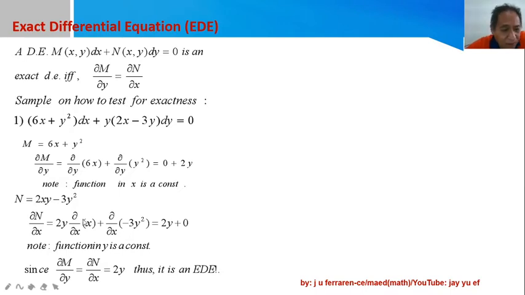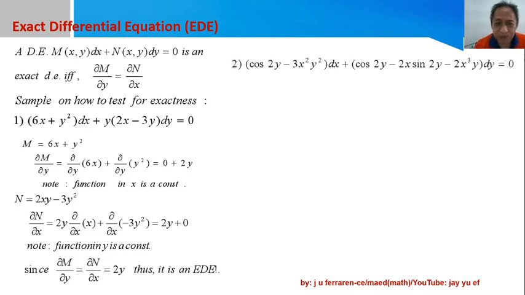The second term, if the differentiation is done partially with x, then it is free from x. That would mean this is a pure constant term. Its derivative is 0. Now, note that the function in y is constant. Now, since these two partial derivatives have the same results, then we can conclude that our DE is an exact DE. To gain more familiarization, we have another example.